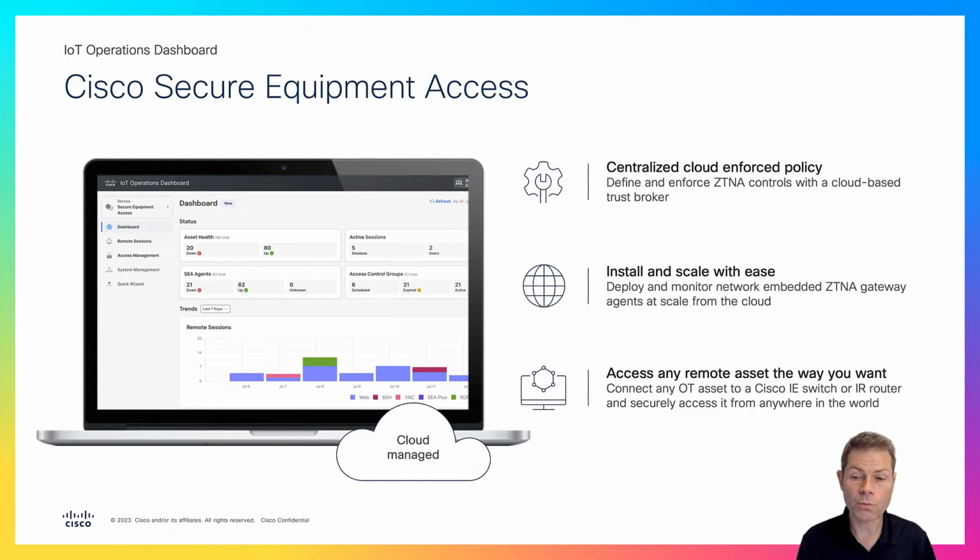It's very easy to install and it's very easy to scale because it's cloud-based. It's fundamentally very easy to use. There is nothing really to set up other than adding your gateway to IoT Operations Dashboard. And then after that, you can connect to your assets from, i.e., industrial Ethernet switches or IR industrial routers and securely access it from anywhere in the world. Let's dive into the demo.